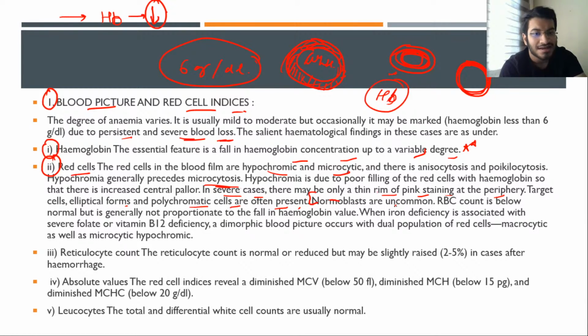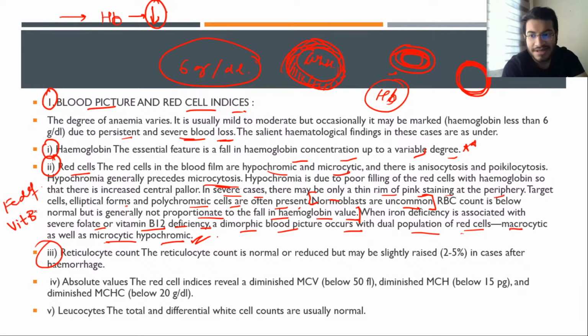Then normoblasts are uncommon. RBC count is below normal, but it is generally not proportionate to fall in hemoglobin value. When iron deficiency is associated with severe folate and vitamin B12 deficiency, a dimorphic blood picture occurs with dual population of red cells, that is macrocytic and microcytic hypochromic. Right, you will see a dual picture when you are having iron deficiency and a vitamin B12 deficiency.